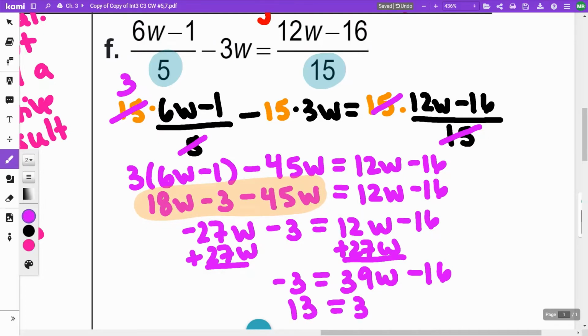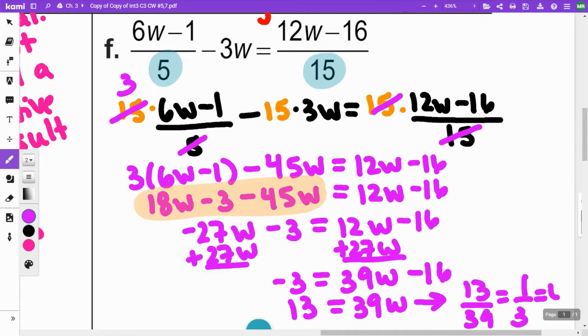equal to 39w. I'm going to divide by the 39. And when I have 13 over 39, that really can reduce to 1 over 3. And that is my w. I get 1 over 3.